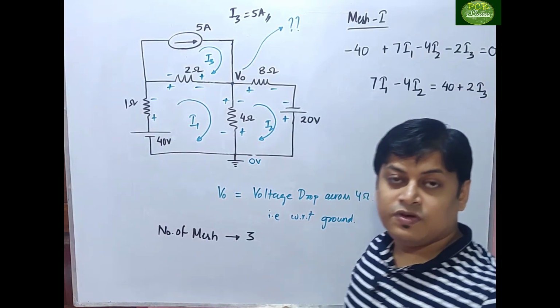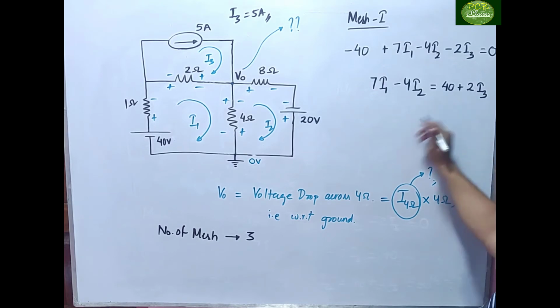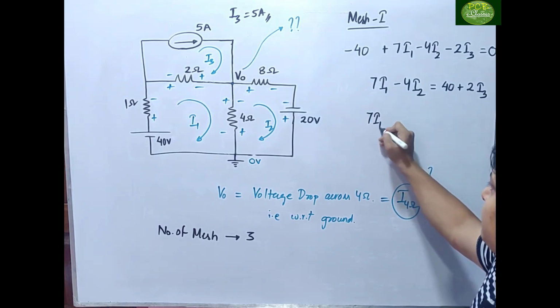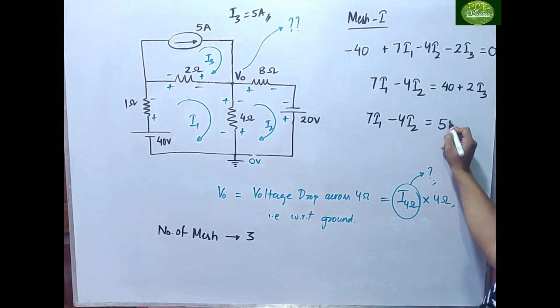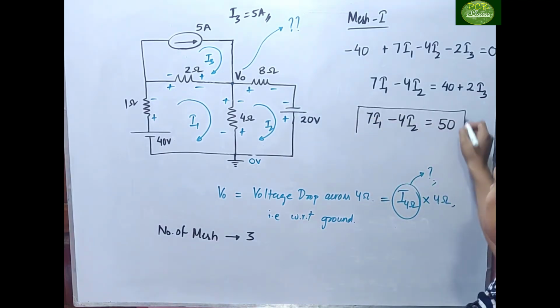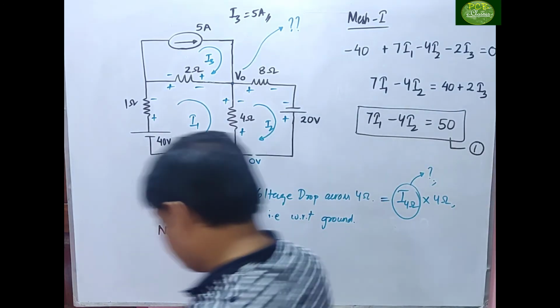Why have I written it this way? Because the I3 value is known to us. What is the I3 value? 5 ampere. If I substitute it, what is my equation? 7 I1 minus 4 I2 equals to 50. This is my mesh 1 equation, equation number 1. Make a note of it.